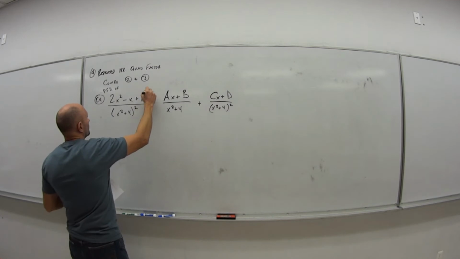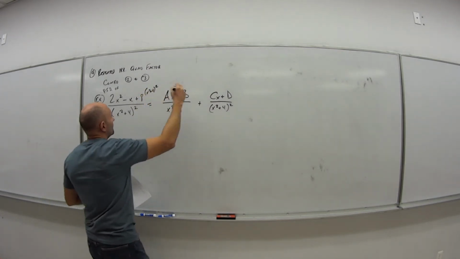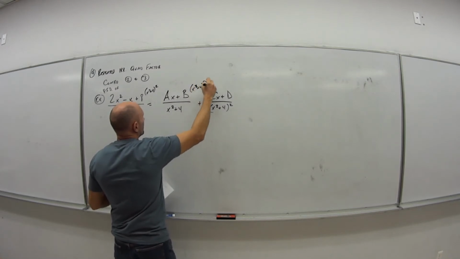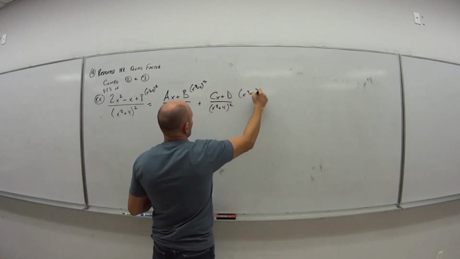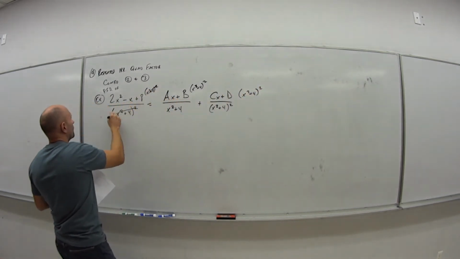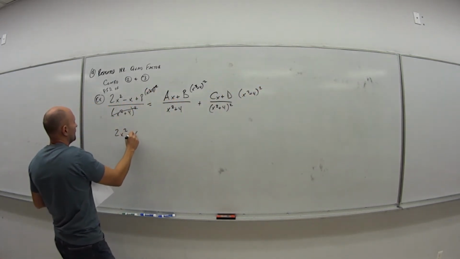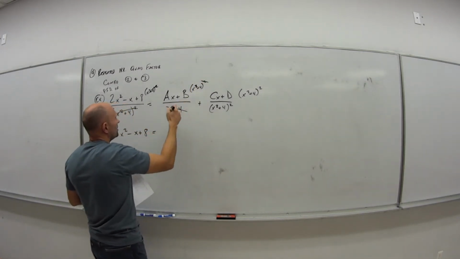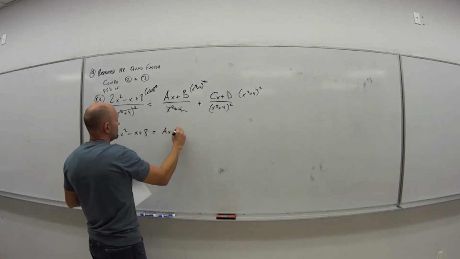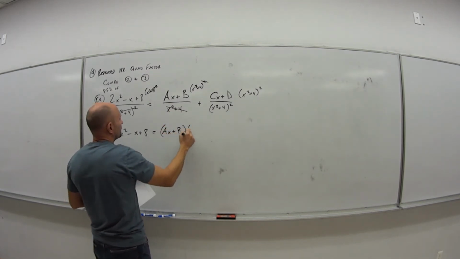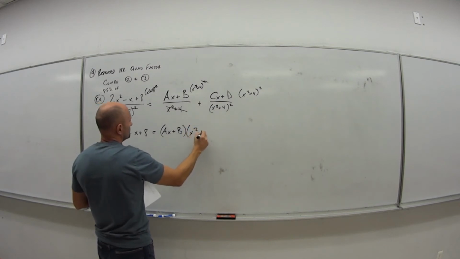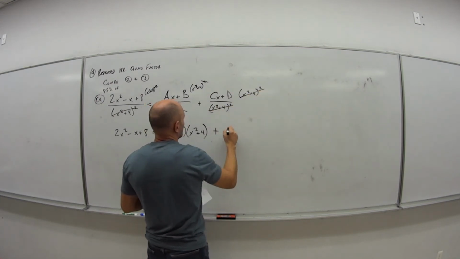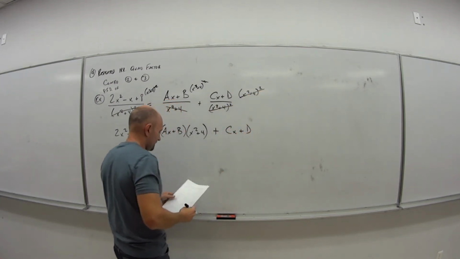Multiply by x squared plus 4 squared, the LCD. So x squared plus 4 squared, x squared plus 4 squared. On this side, all cancels out. So you get 2x squared minus x plus 8. One of these cancels with one of these. So you get Ax plus B times x squared plus 4, plus, both of these cancel out, so Cx plus D.